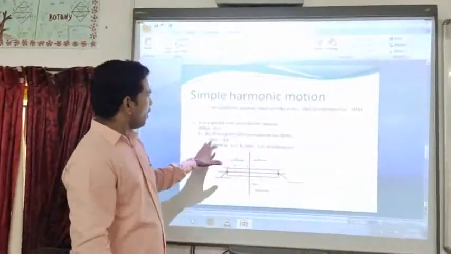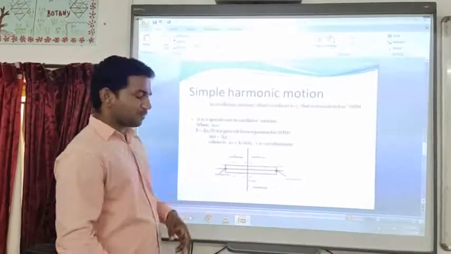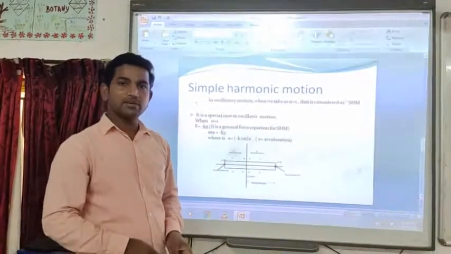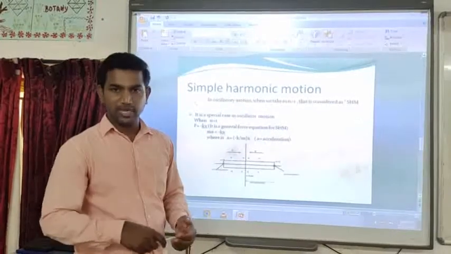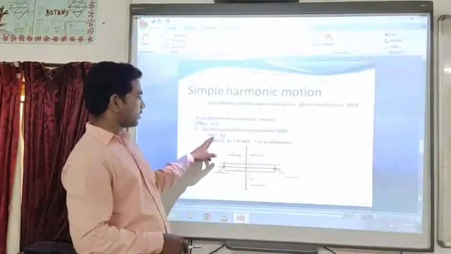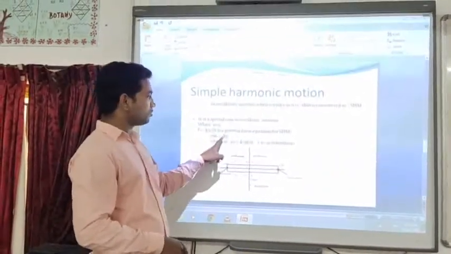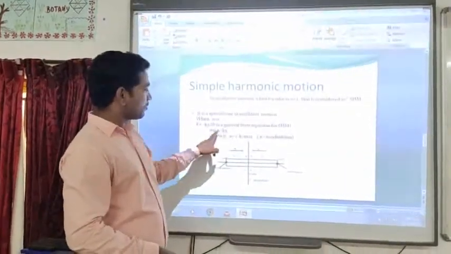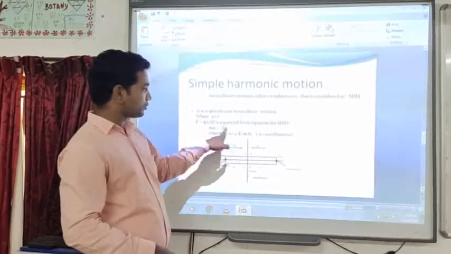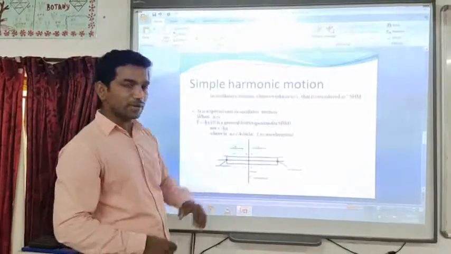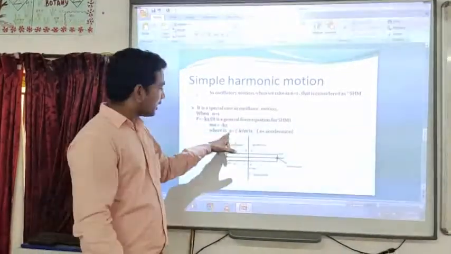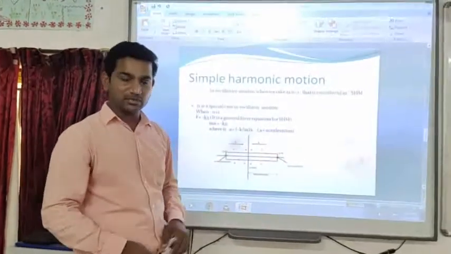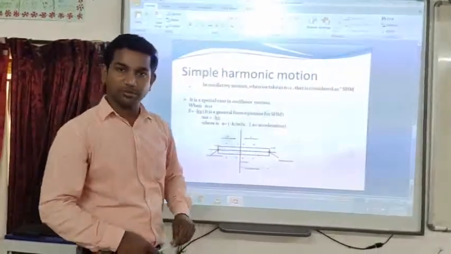Now from Newton's second law, F equals ma. So ma equals minus kx. Then what is a from this equation? a equals minus k by m into x. Now we are getting the a and x relation. What is a here? Acceleration of the particle.